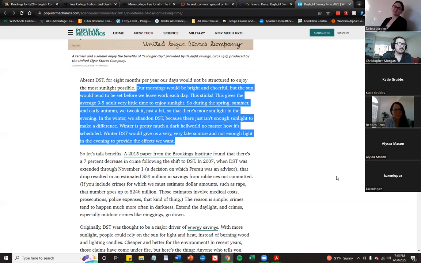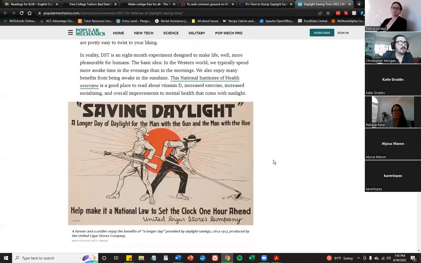Winter daylight savings time would give us very, very late sunrise and not enough light in the evening to provide for the effects we want. Now, whether or not you found this argument persuasive probably hinges very much on whether you agree that these effects are pleasurable, that you're included in that set of "we." Do you like sunlight during the daylight savings part of the year more than any possible drawback, and does that pleasure you derive from more sunlight in the summer months actually override the possible drawbacks?